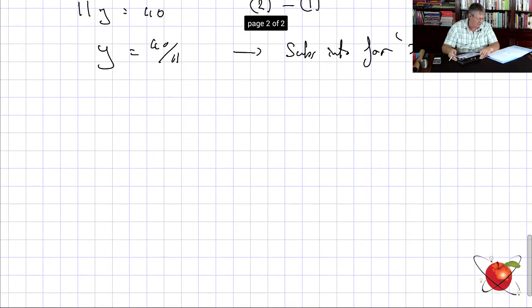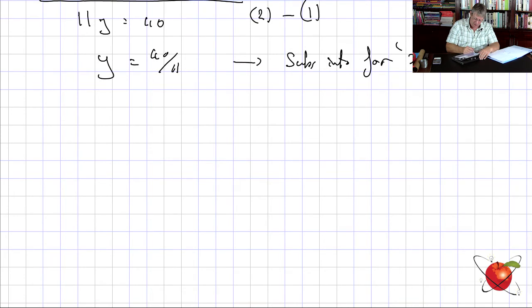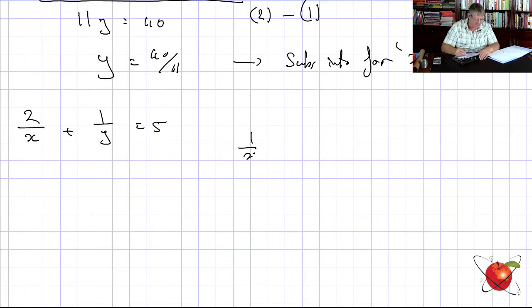Right, let's have a look at another one. Here they've changed it a bit, and they've given us two equations that look like this. 2 divided by x plus 1 divided by y is equal to 5. And here's the other one. 1 over x plus 3 over y equals 5.